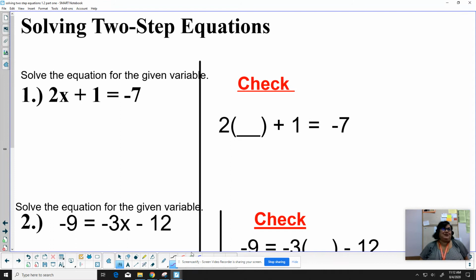We're going to do a video today on section 1.2, just the beginning of that section. We're just going to solve two-step today. Actually 1.2 is solve multi-step, so there's more to this section, but we're going to start with two-step today.